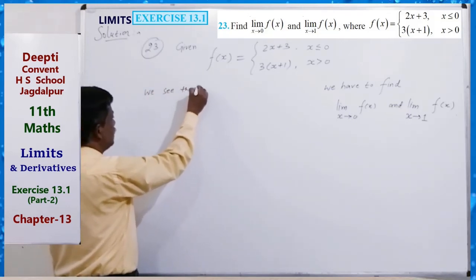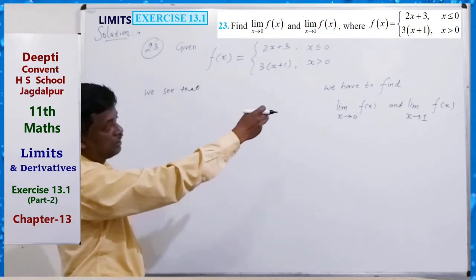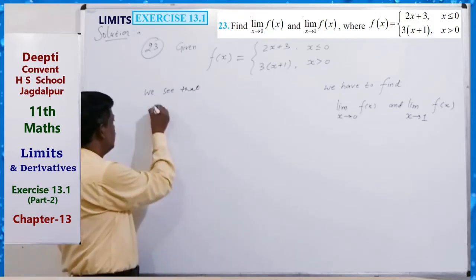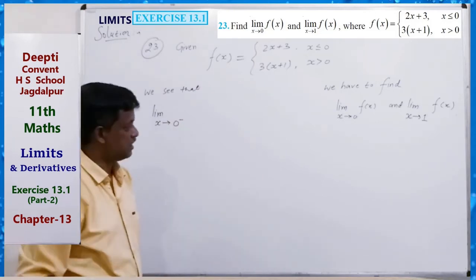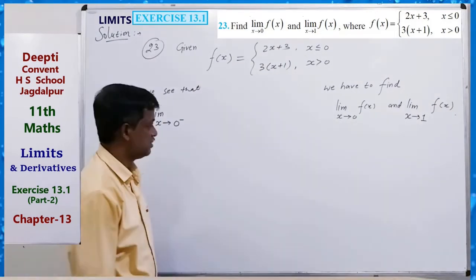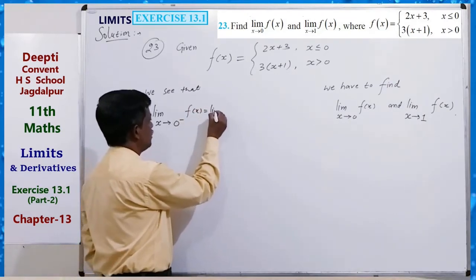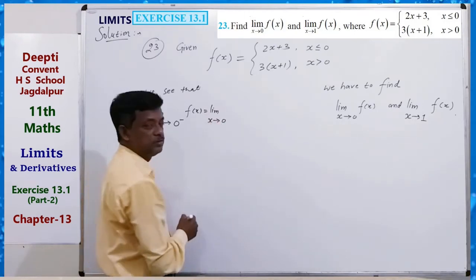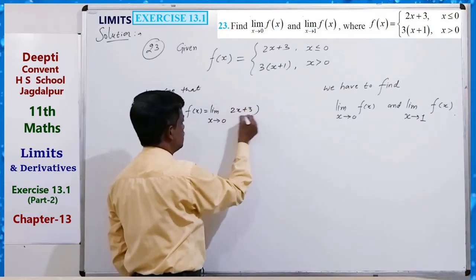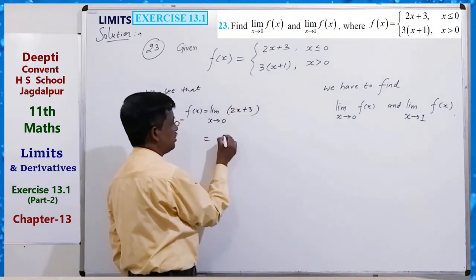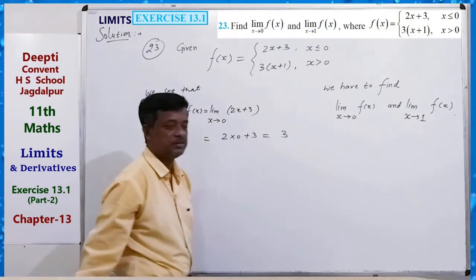Now, for finding the limit as x tends to 0 negative, that means the left hand side of 0. Left hand side means this f(x). That is, limit x tending to 0, left side value is this, 2x plus 3. This is equal to what? 2 into 0 plus 3. We get 3 as the limit.